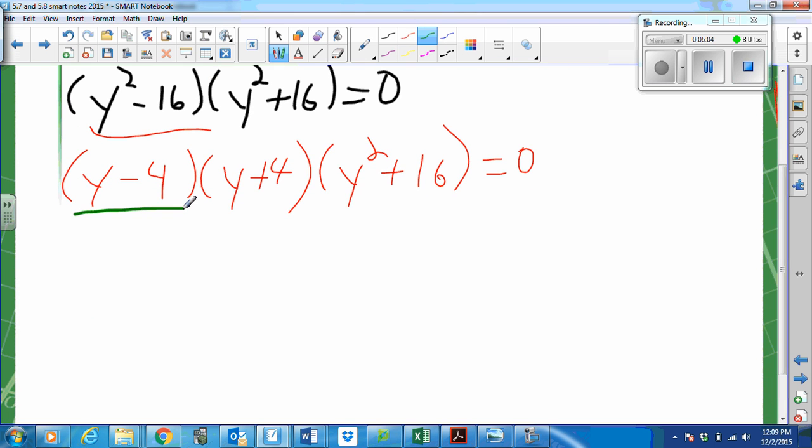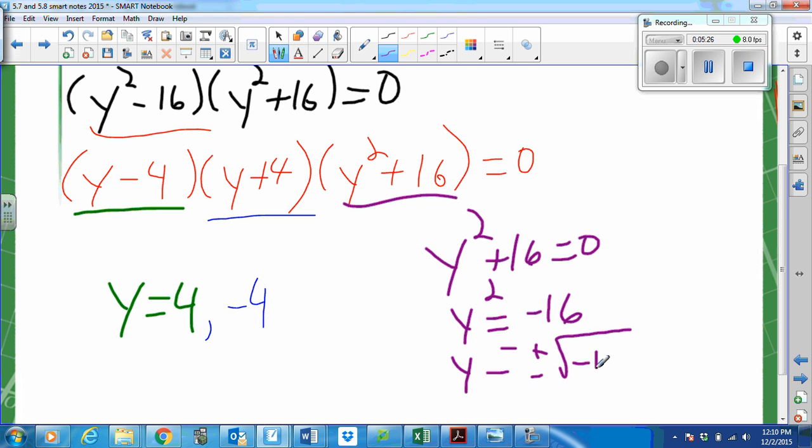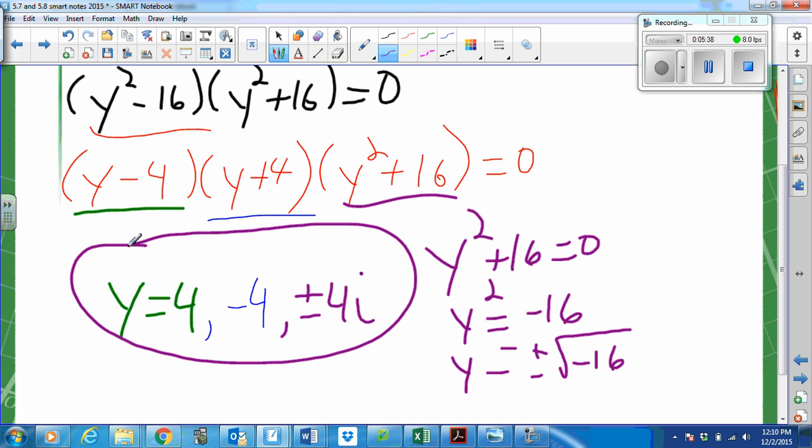Well, this factor is easy to see the solution. That's going to be y equals 4. And this factor, it's going to be y equals negative 4. Now this factor is slightly trickier. So we need to say y squared plus 16 equals 0. So y squared equals negative 16, and y equals plus or minus the square root of negative 16. So we're going to have two imaginary solutions to this problem. So we also need to say that we have plus or minus 4i. And now we see all four solutions to this equation.